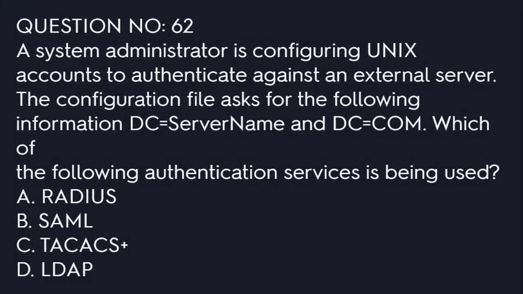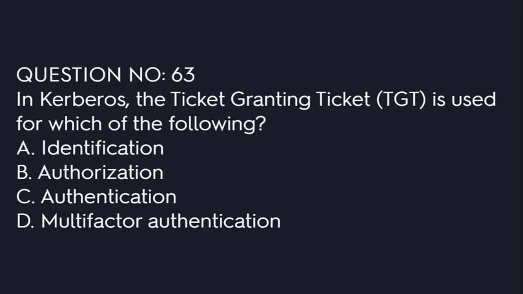Question no. 62. A system administrator is configuring Unix accounts to authenticate against an external server. The configuration file asks for the following information: DC=servername and DC=com. Which of the following authentication services is being used? A. RADIUS. B. SAML. C. TACACS+. D. LDAP. D. Question no. 63. In Kerberos, the ticket granting ticket is used for which of the following? A. Identification. B. Authorization. C. Authentication. D. Multi-factor authentication. C.